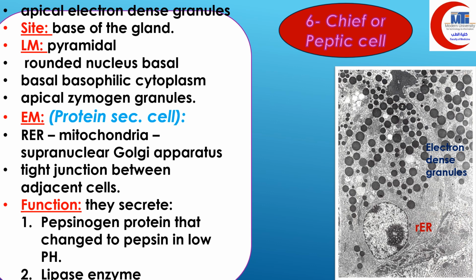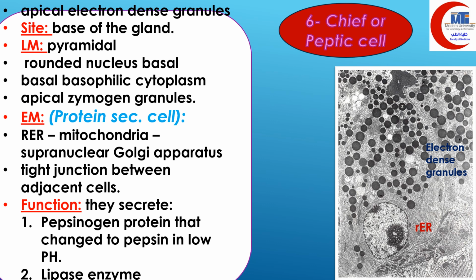It is pyramidal, with basophilic cytoplasm and apical acidophilic zymogen granules. By EM, there is RER, mitochondria, and Golgi complex. This cell, as any simple columnar cell of the stomach, is attached to the surrounding cells by the occluding junction or tight junction. Okay. Where to find this cell inside the fundic gland?